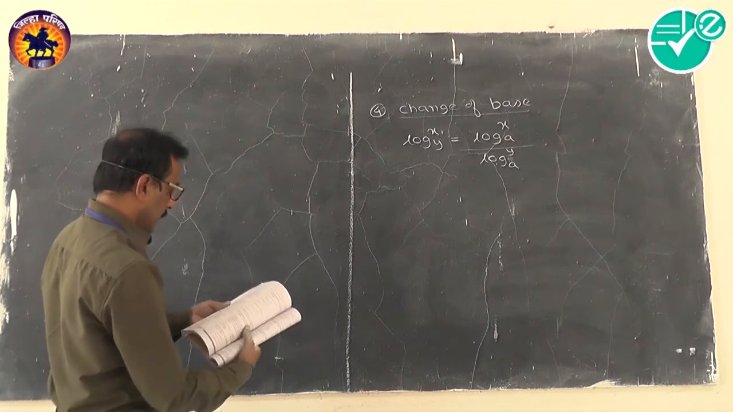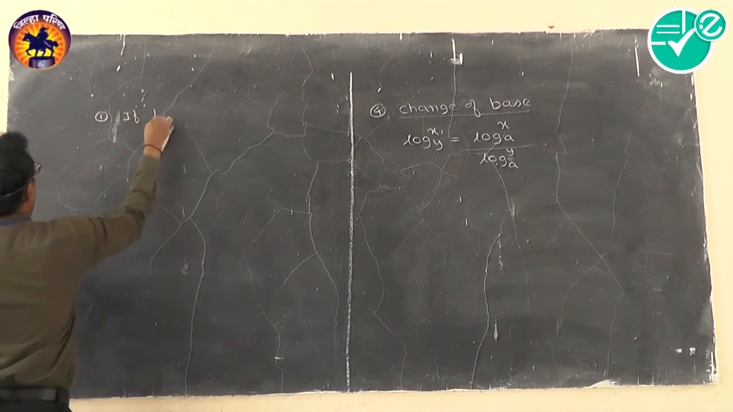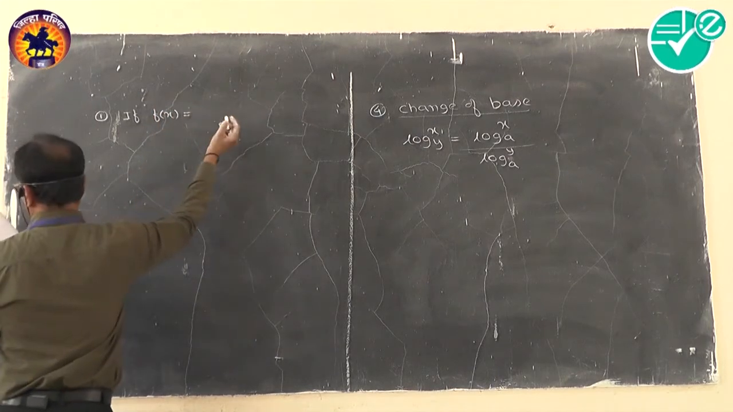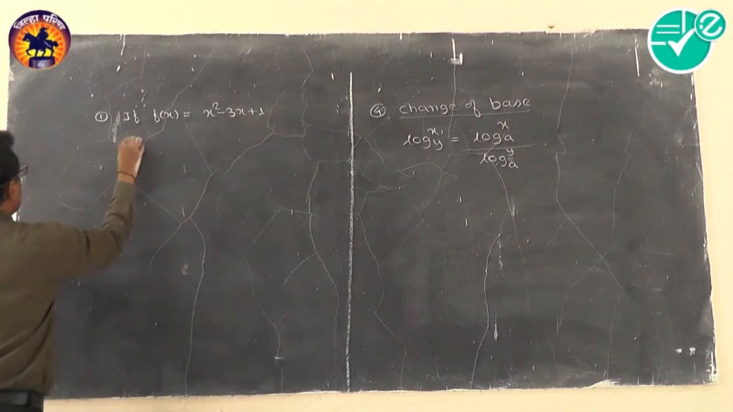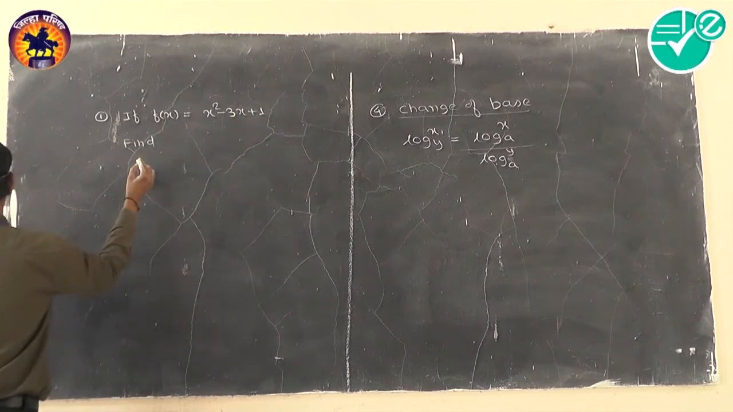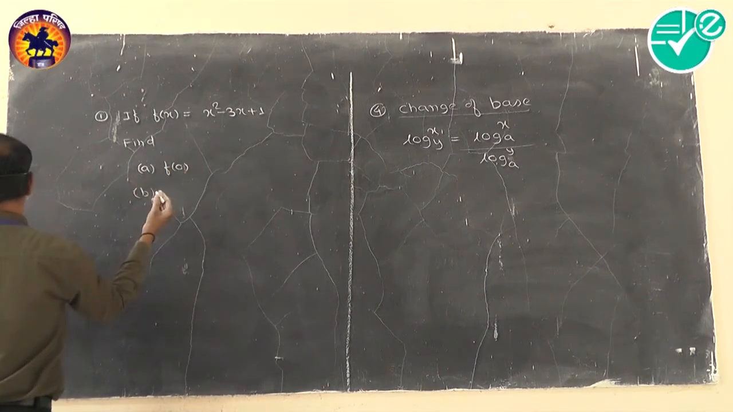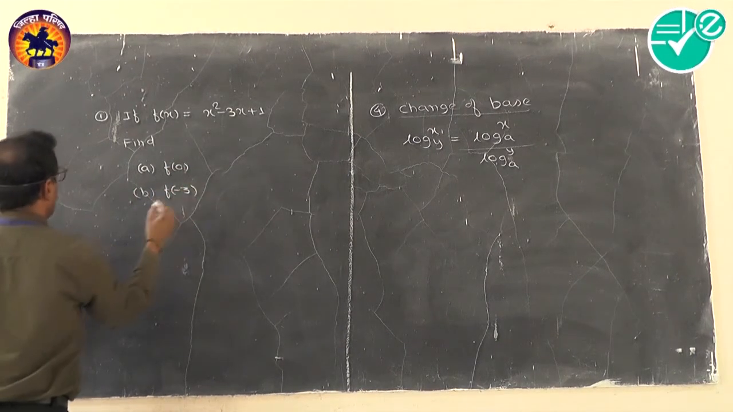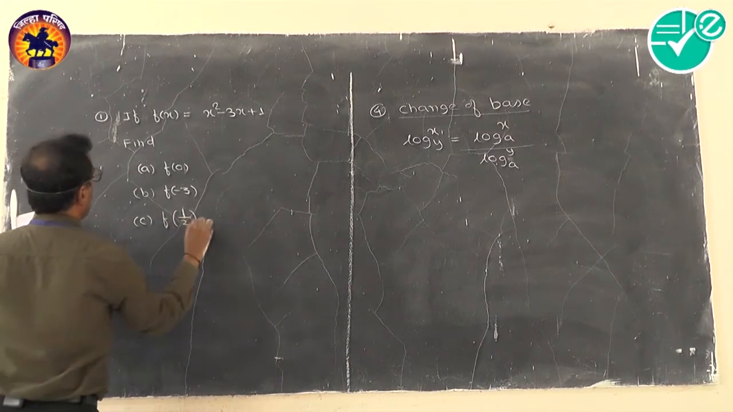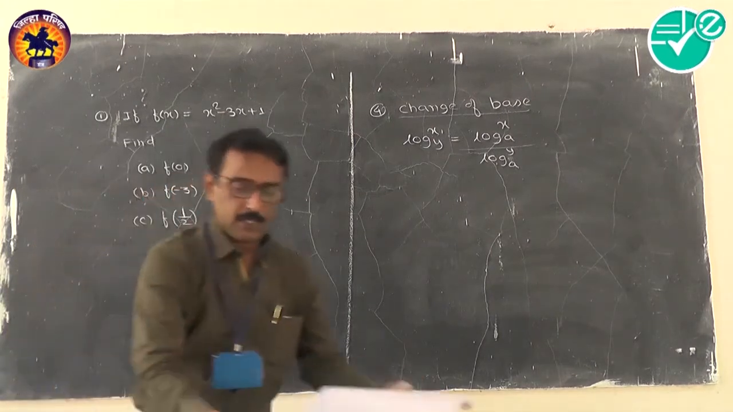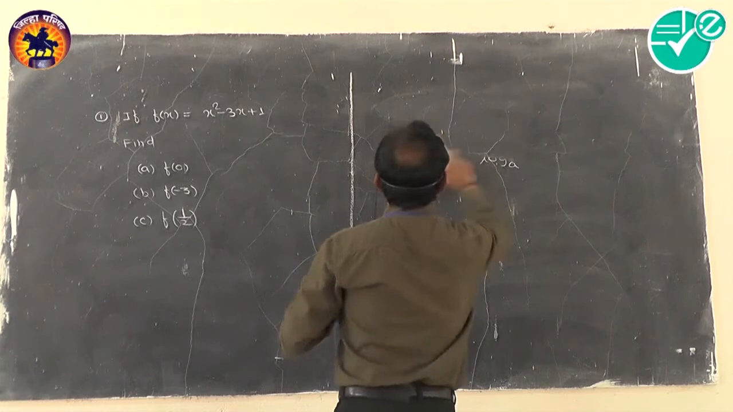Actually, very first question I will give here. Suppose this is the first question. If f of x is equal to x square minus 3x plus 1, find: A, f of 0; B, f of minus 3; and C, f of 1 by 2. These are the three questions asked. I think the solution for this problem is very simple.